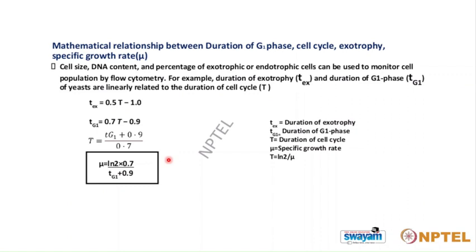So how can we mathematically relate the specific growth rate with the duration of G1 phase of the cell cycle and exotrophy? Actually these entities are related to each other and they affect the specific growth rate. In this slide we'll be seeing how these entities are mathematically correlated.